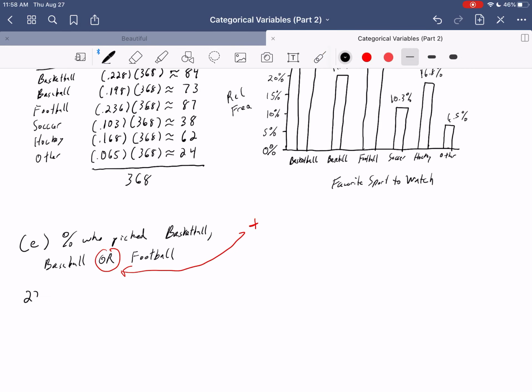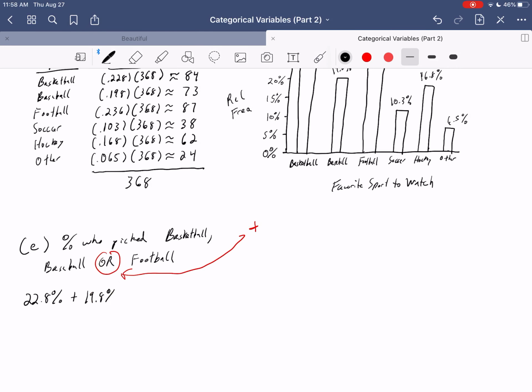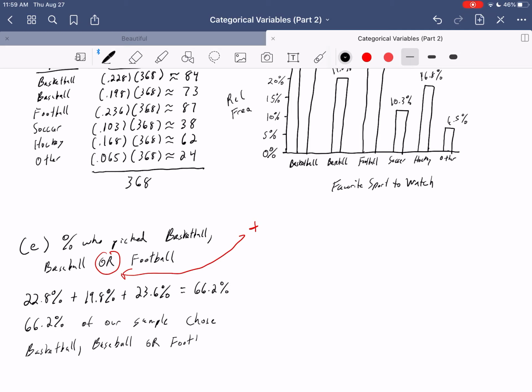So we can add those together, 22.8% plus 19.8% plus 23.6%. We add all those together, 22.8 plus 19.8 plus 23.6, which would give us 66.2%. So 66.2% of our sample chose basketball, baseball, or football. So these three sports combined for 66.2% of all the people surveyed.